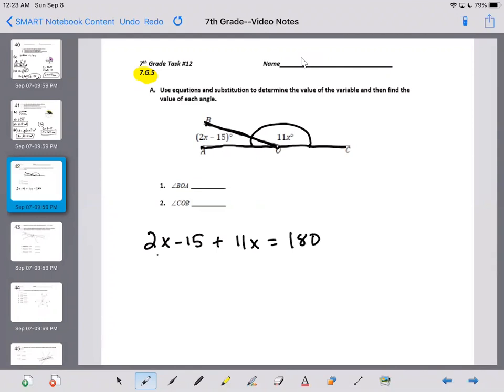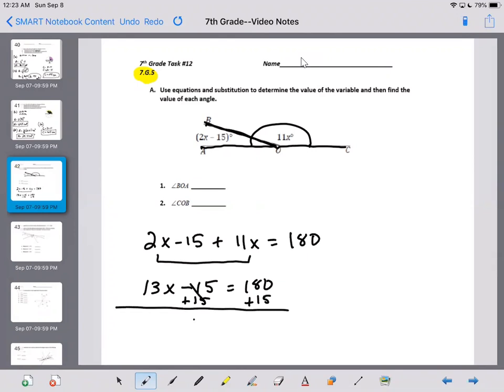The 2x and the 11x are like terms, so that's 13x minus 15 is equal to 180. Inverse operations, I'm going to add 15 to both sides. So I get 13x is equal to 195. Inverse operation, I need to divide by 13 because I'm multiplying 13 by x, so I've got to do the inverse. And when you do that, you're going to get x equal 15. Well, that's what x equals. That's not the angle measurement.